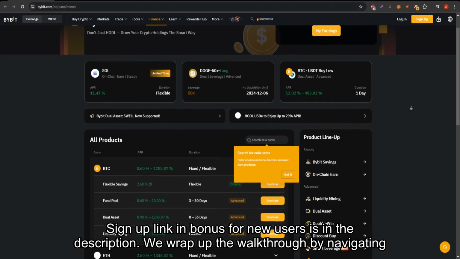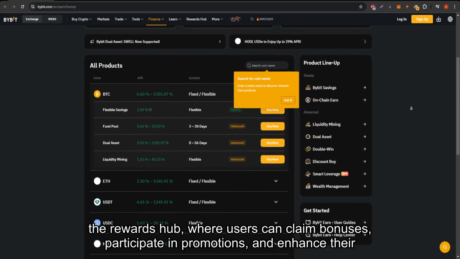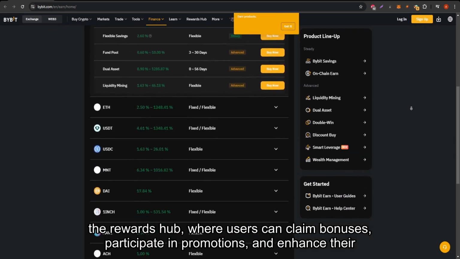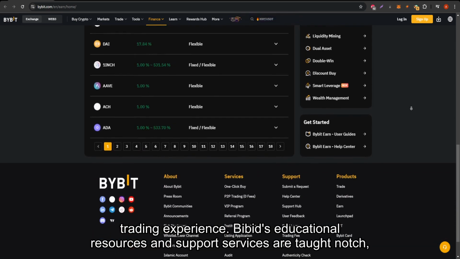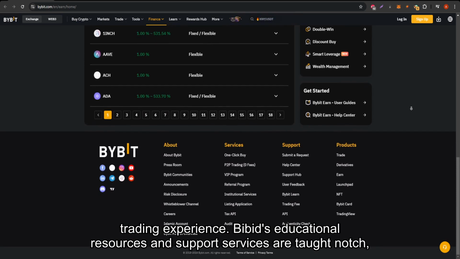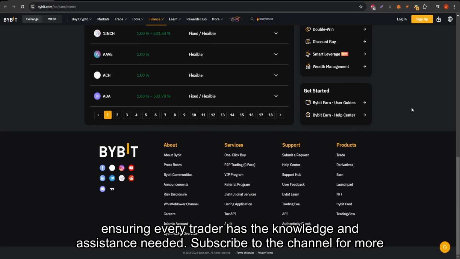We wrap up the walkthrough by navigating the Rewards Hub, where users can claim bonuses, participate in promotions, and enhance their trading experience. Bybit's educational resources and support services are top-notch, ensuring every trader has the knowledge and assistance needed.